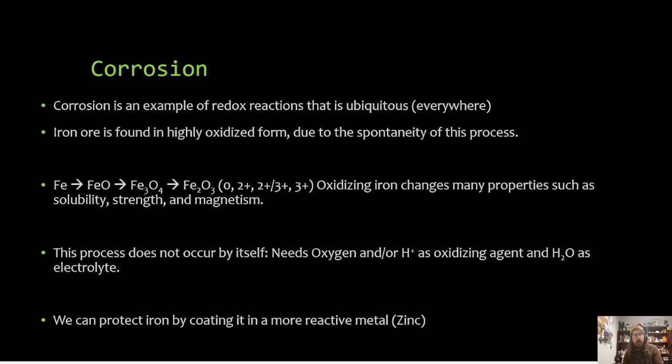But in order to make iron last longer, we will create various alloys. We will create alloys like stainless steel, where we put in chromium that helps change its redox potential, but we can also coat it and make a heterogeneous alloy known as galvanized steel. So we coat it with zinc, which is a more reactive metal.